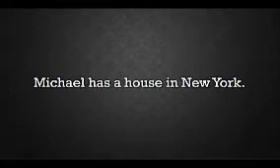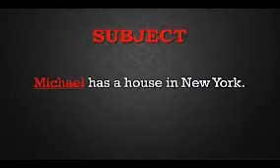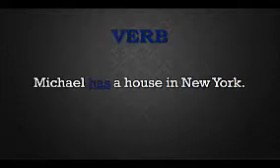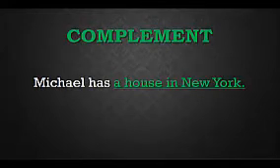As we can see here, Michael is the subject, has is the verb, and we have a complement that is a house, which is the direct object, and in New York, which is the prepositional phrase.